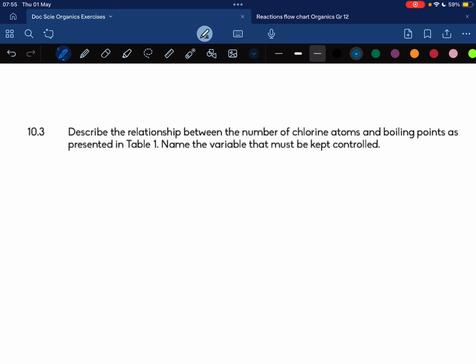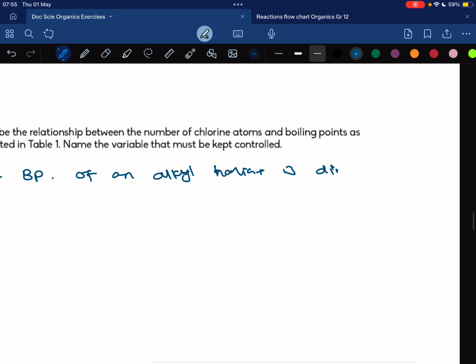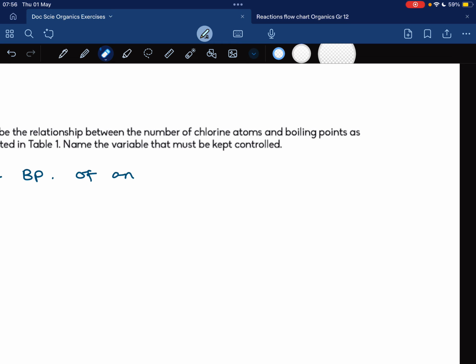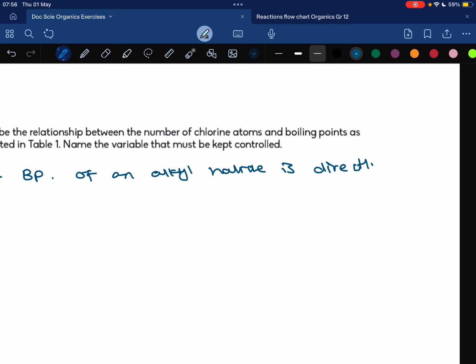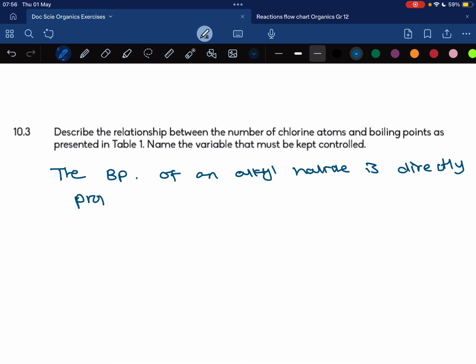So a relationship is either directly or indirectly proportional. So we can see that the boiling point of an alkyl halide is directly proportional to the number of halogen atoms.